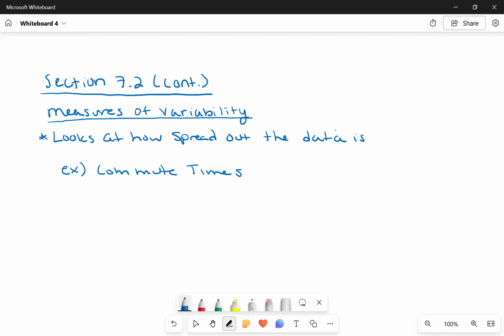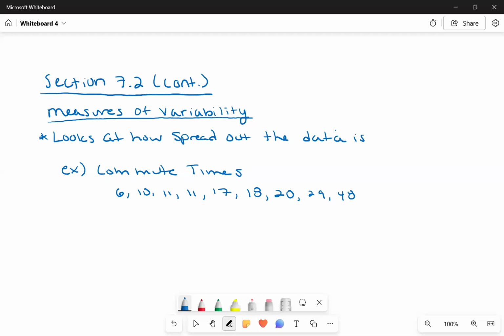Let me go ahead and write that down. So for our commute times, we had 6, 10, 11, 11, 17, 18, 20, 29, and 48. Okay. So those were commute times in minutes for students going to OCCC. Actually, by the way, just so you know, these were taken from a class. So I did actually get this information from students.